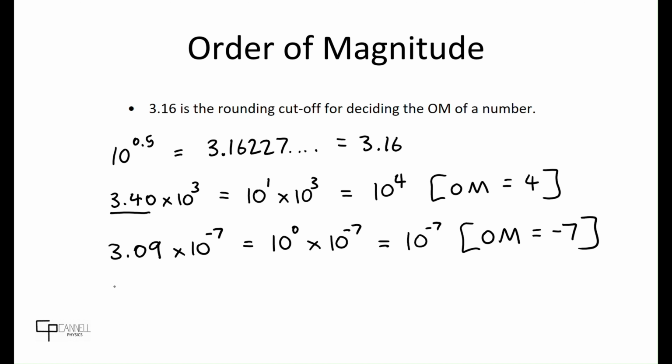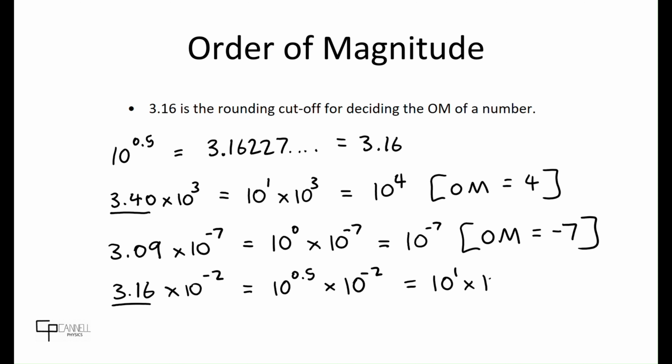And let's do one more example using the cutoff. So 3.16 times 10 to the power of negative 2. So because 3.16 will be written as 10 to the power of 0.5, okay, we will round 10 to the power of 0.5 to 10 to the 1, and that will give us 10 to the power of, so 1 plus negative 2, that will be negative 1. Therefore, the order of magnitude for this number is negative 1.